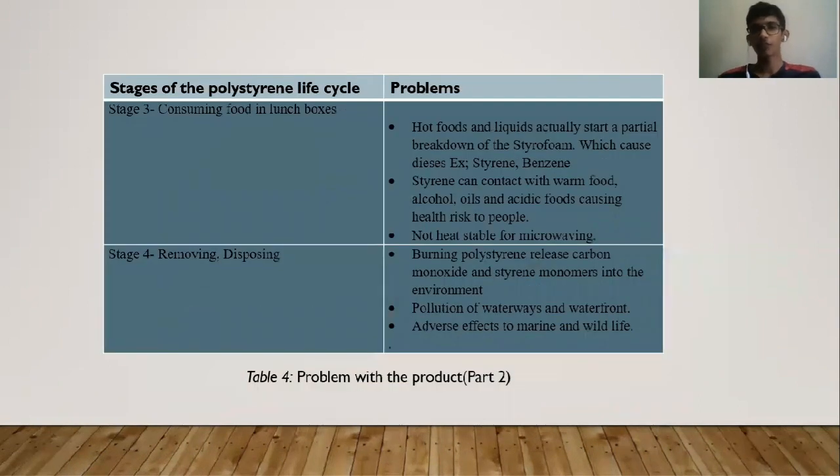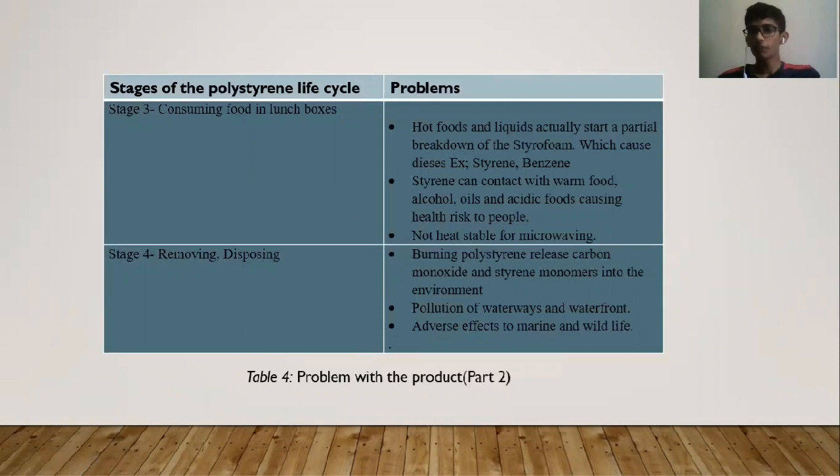In the third stage of the life cycle, consuming food and landfill. Here we use hot food items, and when we put this type of hot food in a polystyrene cup or plate, the styrofoam in it will partially break down into benzene and styrene. If we inhale this benzene and styrene, it can cause serious diseases such as cancer, leukemia, and others.